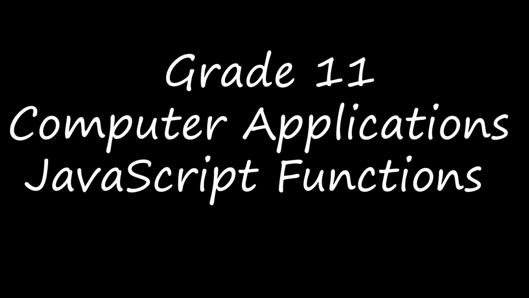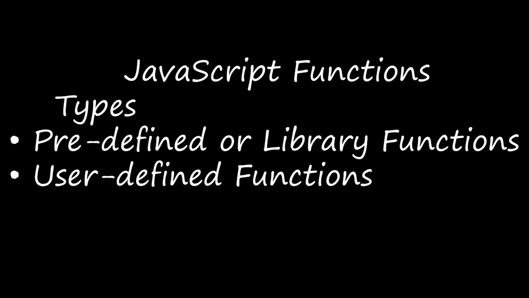Okay, here in JavaScript it supports two types of functions. One is predefined and the other one is user defined. Predefined means it is a library function. First, let's see what predefined functions are. From the word itself you can understand it is predefined. That means it is already defined in the JavaScript library. Since these functions are already defined and present in the JavaScript library, they are also known as library functions.